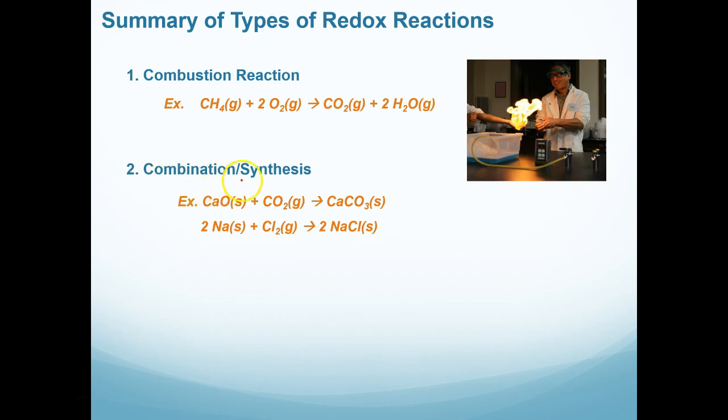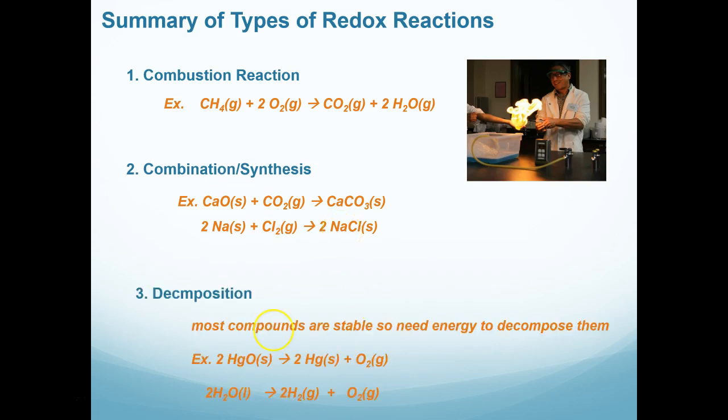We could also have a combination or synthesis reaction where we're taking two smaller compounds and combining them to make one compound. A very common one is taking an elemental metal and combining it with something like chlorine gas and forming a salt. Okay, and it is a redox reaction. If we think about it, sodium is going from a charge of 0, or oxidation state of 0, to a charge of +1, or oxidation state of +1 rather. A decomposition reaction is also considered a redox reaction. So there are many types.